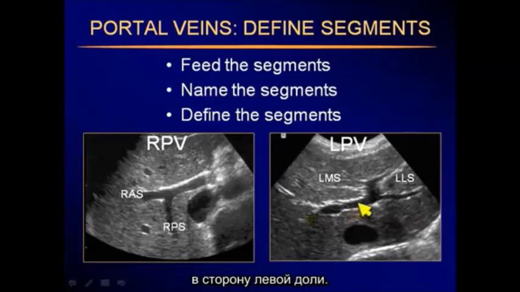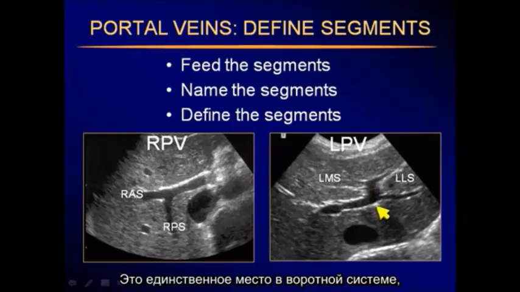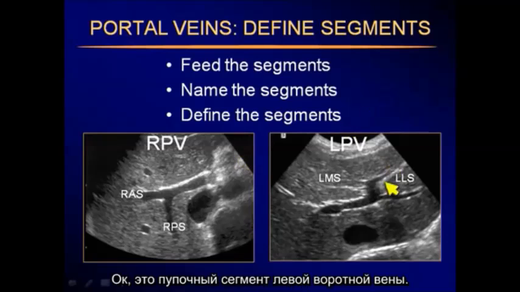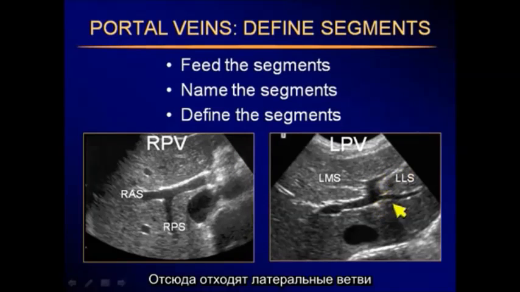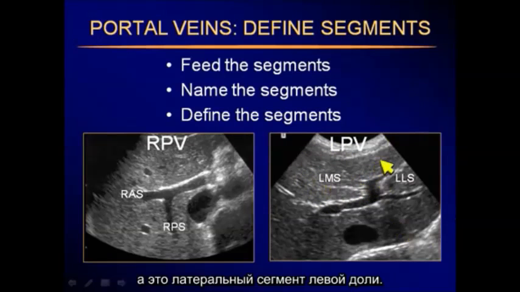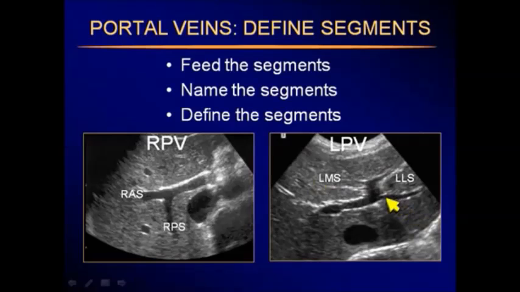Now here, after the vein splits, the main portal vein's left portal vein has a longer course. It travels towards the left lobe and suddenly takes an abrupt anterior turn. This is the only part of the portal system that suddenly aims anteriorly. Okay, that's the umbilical segment of the left portal vein. And it sends off lateral branches and medial branches. So this would be the medial segment of the left lobe, and these are lateral segments of the left lobe.